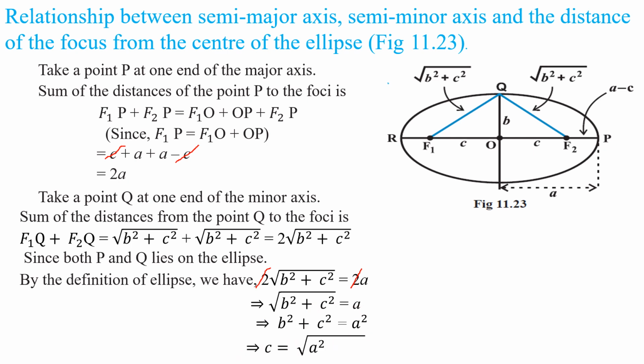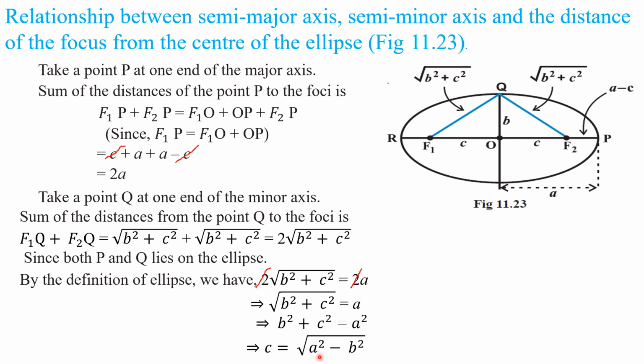This implies c is equal to root of a square minus b square. From this equation, we found the value of c in terms of a and b. So, c is equal to root of a square minus b square. What does the letter c denote here? Yes, the distance of the focus from the center.